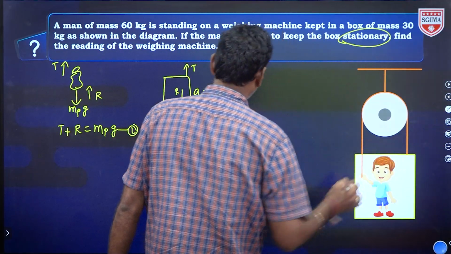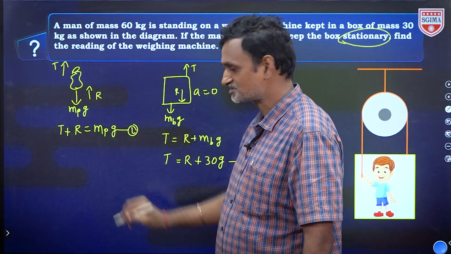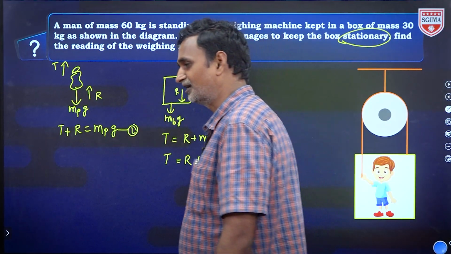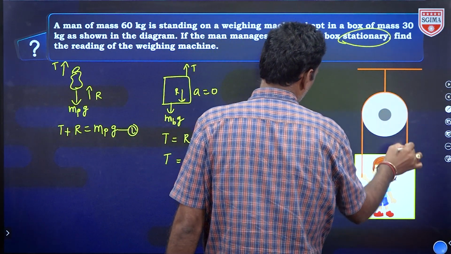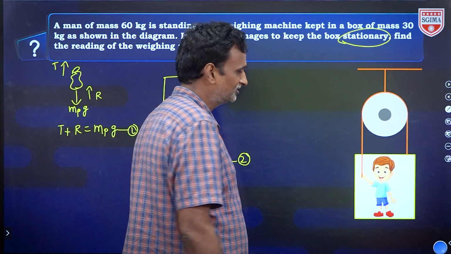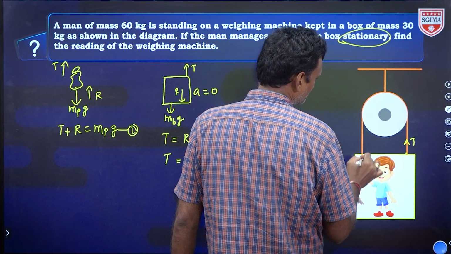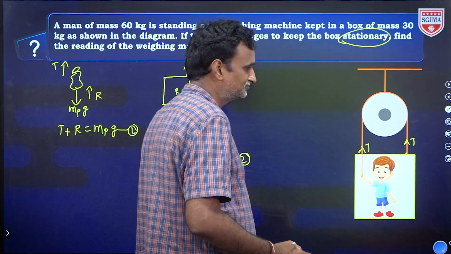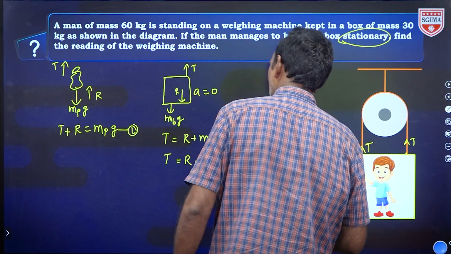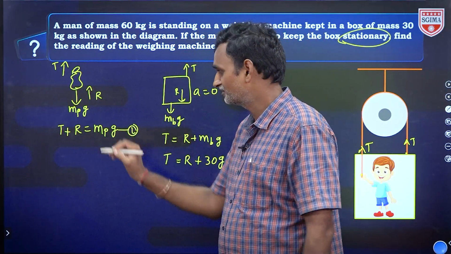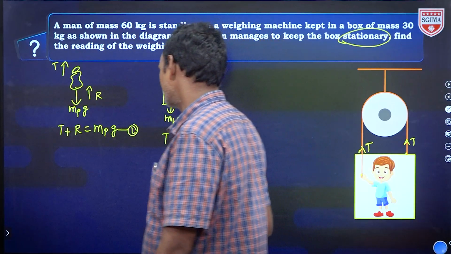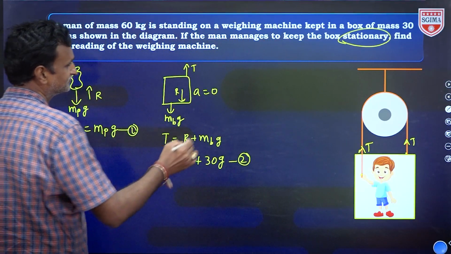So this tension value we can put in the first equation. Why? Because you can see a single rope is there, so the tension must be the same. Here we have taken upward with respect to this, and with respect to this person, also upward tension. Okay? So we can take the second equation value into the first equation, that is T, same.